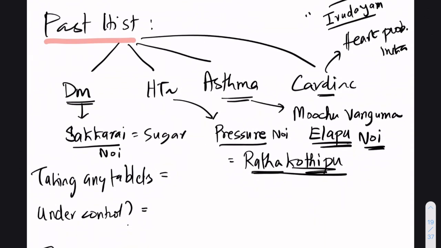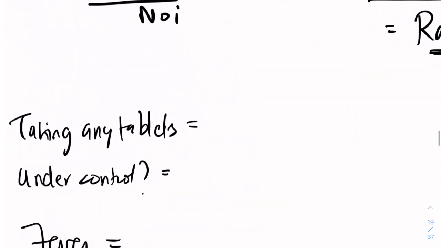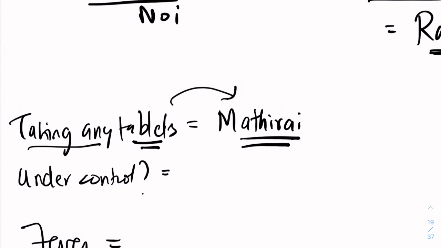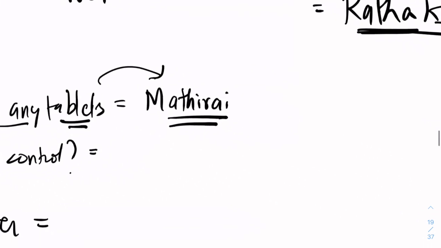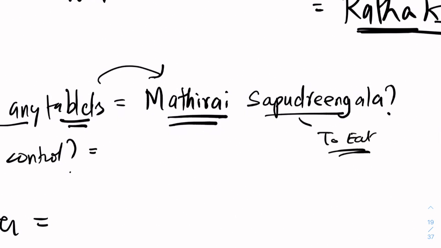Now, the more important history will be, are you taking any tablets? Tablets means mathirai. Taking any, having any or eating any. Mathirai சாப்பிடுறீங்களா? மாத்திரை சாப்பிடுறீங்களா? சாப்பிடுறீங்களா means to eat. சாப்பிடுறது means to eat. So, are you eating any tablets?